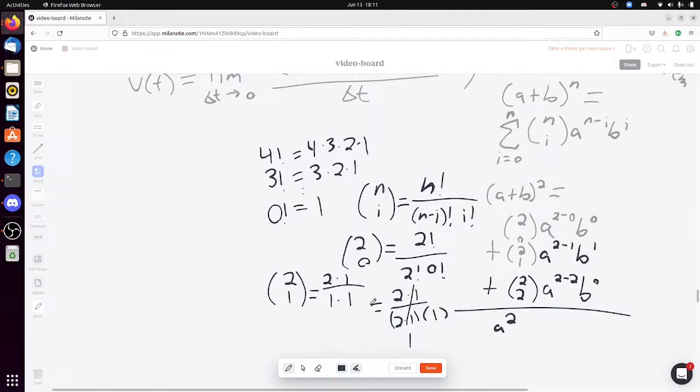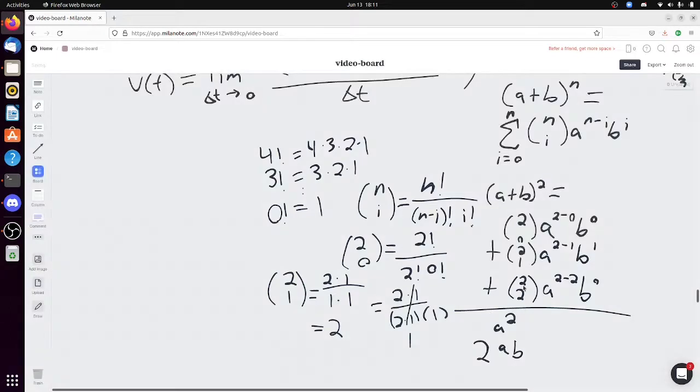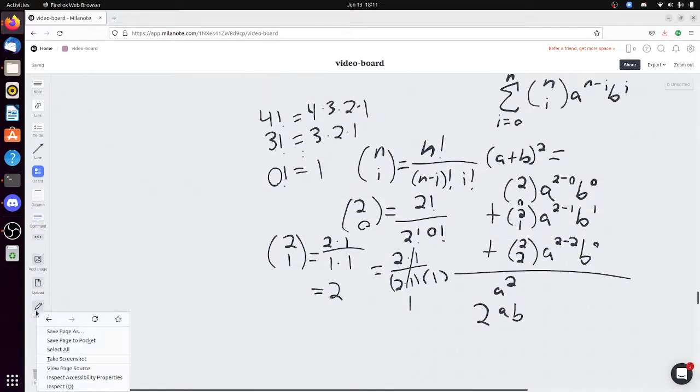Divide by 1, because n=2, so 2 minus 1 is 1, and 1 factorial is 1. So now we're looking at 2 times a to the 2 minus 1, which is a, plus b to the 1. And hopefully this should start looking familiar. This is the answer that we get after we FOIL it.